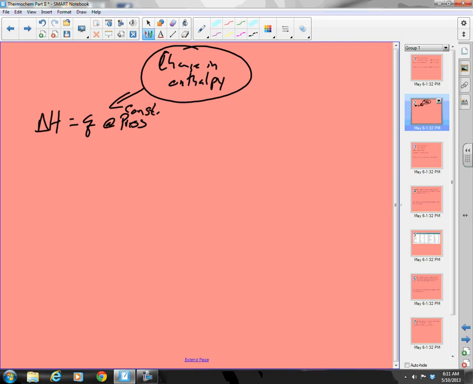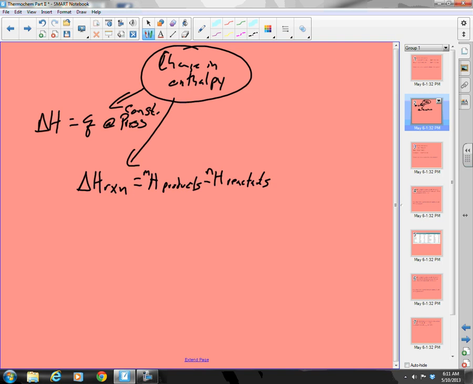enthalpy. And from that, we said we could figure out change in enthalpy for reactions, which is the enthalpy of my products times their coefficients minus the enthalpy of my reactants times their coefficients in the balanced chemical equation.